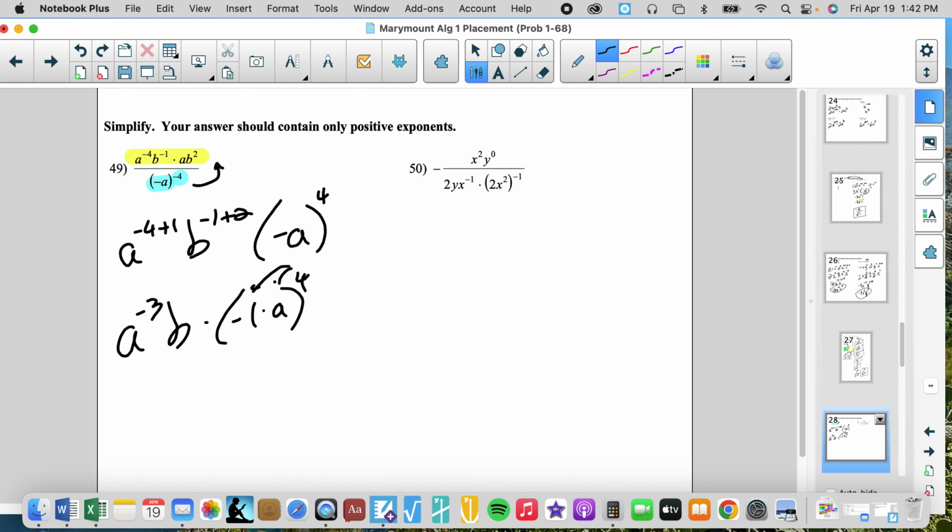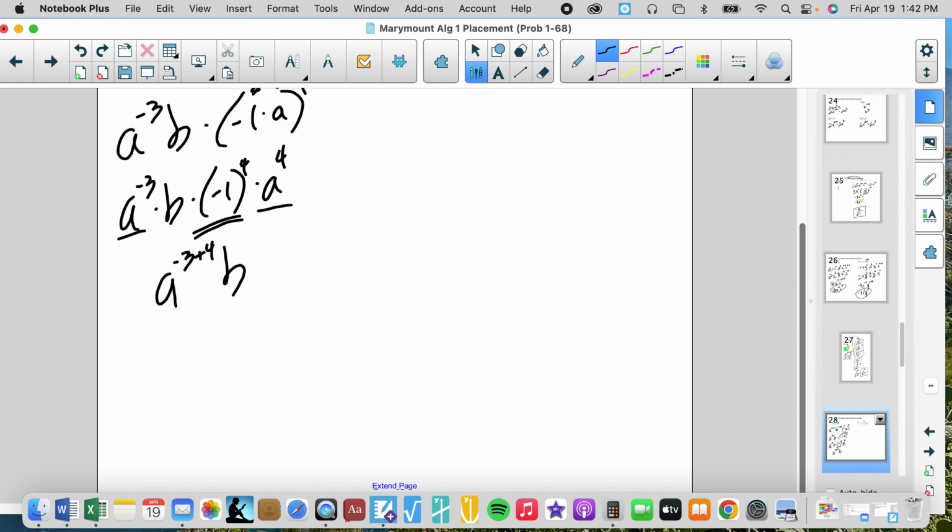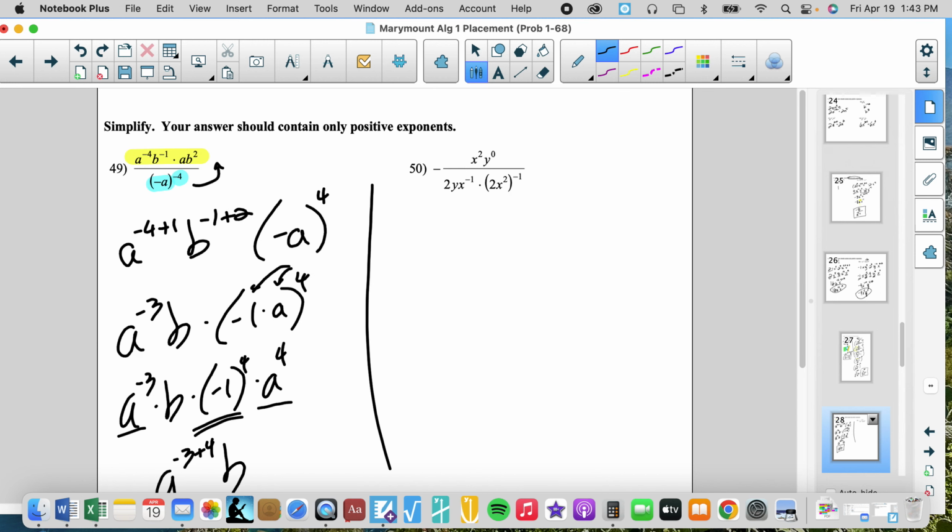So when we distribute it, that is a to the negative 3, b, that's going to be the quantity of negative 1 to the 4th, a to the 4th. And now we have our coefficient, negative 1 to the 4th, is going to be positive 1. We have our like bases, a to the negative 3 plus 4, b, and that is just going to be ab. Oh, look at you. Nice, clean number 49. ab. And they say ba. So bad.